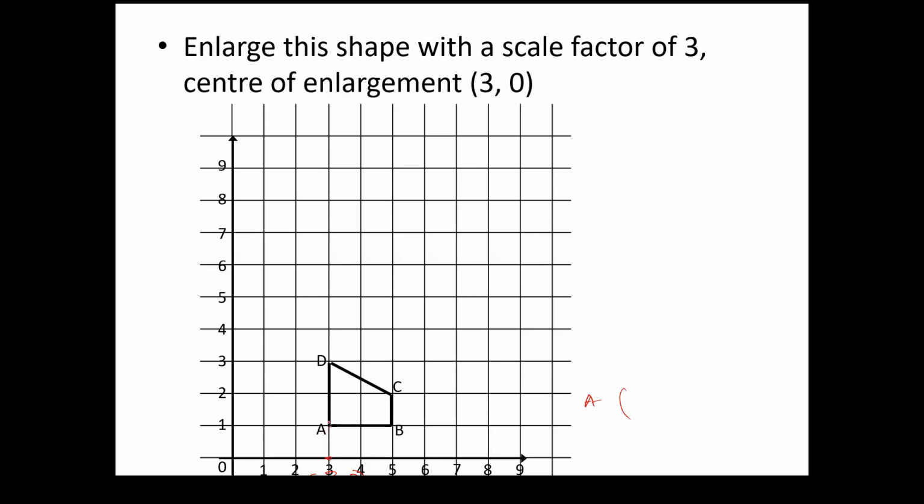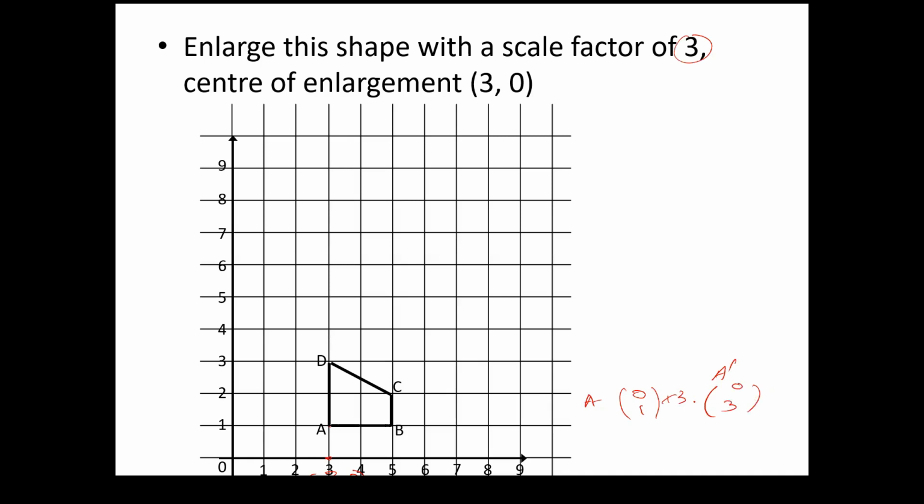A is 1 unit up, but there is no movement right or left. So we say 0 and 1. This is the vector representation: 0 is on the x-axis and 1 is on the y-axis. So we have moved to A from this point by 0 and 1. To find A dash, we multiply by the scale factor 3, and we get A dash as 0 and 3.